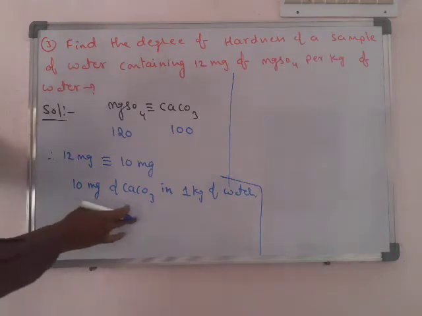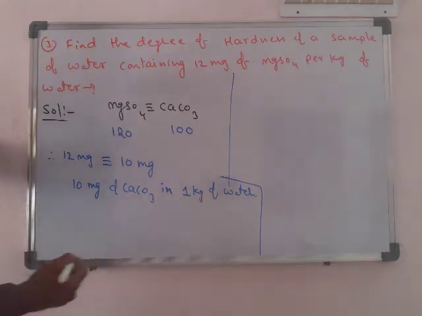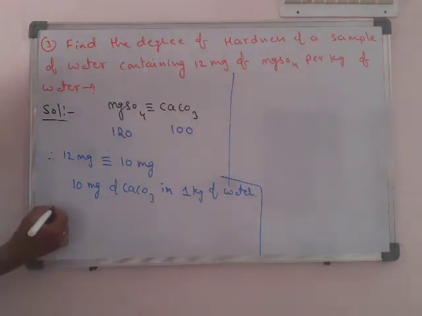10 milligrams of CaCO3 present in 1 kg of water. So 1 kg, 10 milligrams.